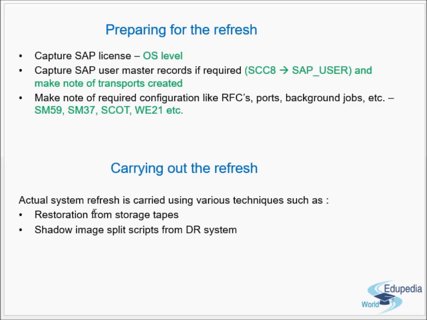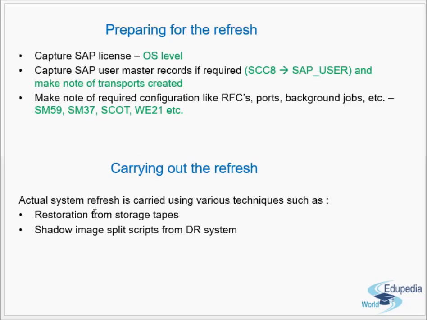The other type can be shadow image split scripts from the DR system, the disaster recovery system. So we have different methods of doing the database copy. Sometimes the last production backup, which is stored on tapes, is taken, restoration is done from the tapes, and recovery of the database is done. That is restoration from the storage tapes. Another method is the shadow image split scripts from the disaster recovery system.